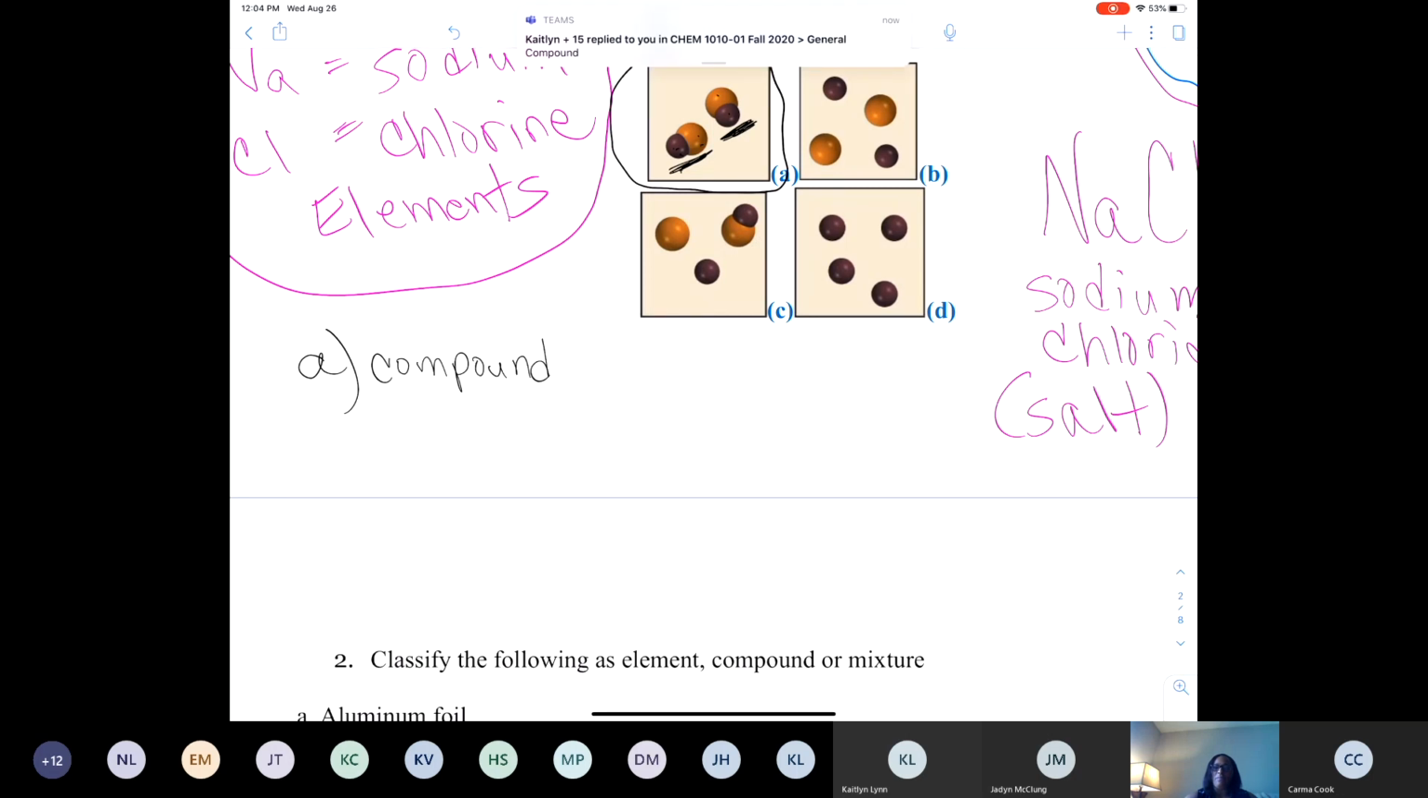That's going to classify more so as a compound because it's made up of 2 different types of elements. So this could be NaCl. That could be sodium. And then the tan colored one could be the chlorine. So it could be a compound. Very good. What about B? Element, compound, or mixture? Is it a mixture? Very good. Explain to us why it's a mixture.